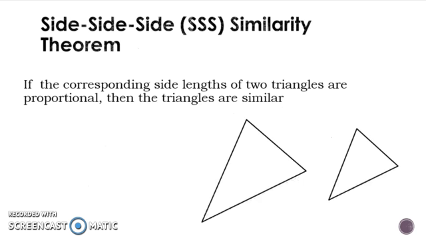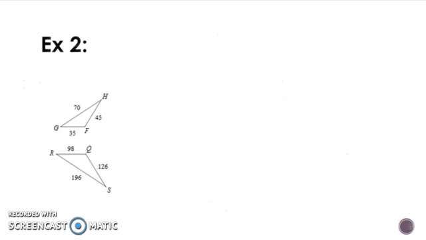Okay, the next type is side, side, side similarity. What you're looking for is the corresponding sides to be proportional, meaning all of the ratios are the same. So in this question here, we're checking to see if all of the corresponding ratios are the same. We're going to start with the smallest sides. Smallest one on the top is 35, the smallest one on the bottom is 98. Then the next one is 45 over 126 and 70 over 196. So medium over medium, large over large.